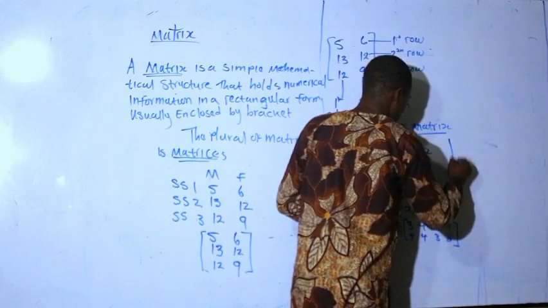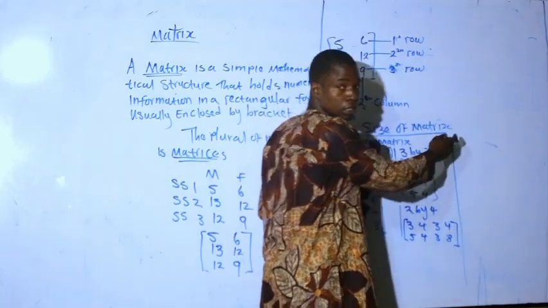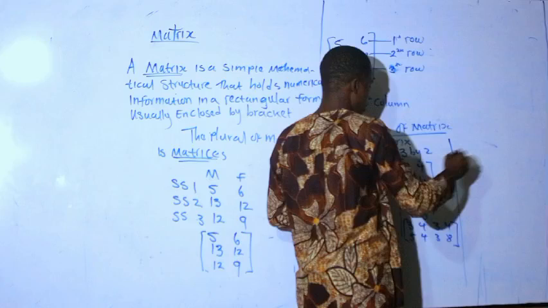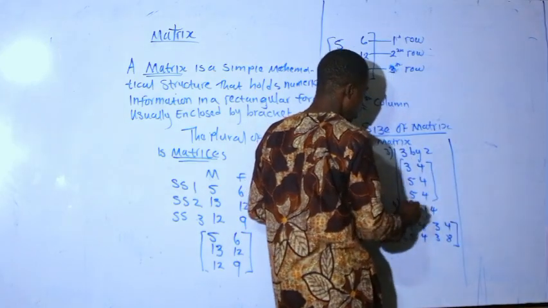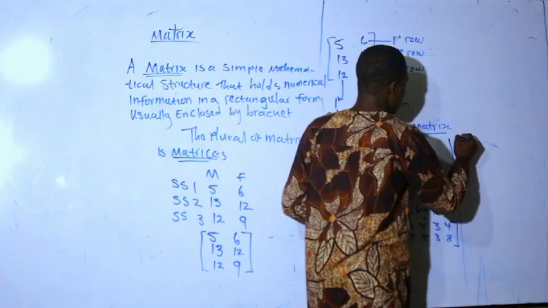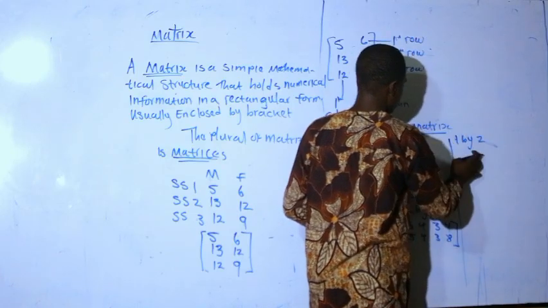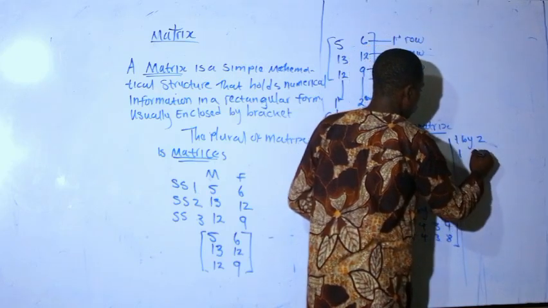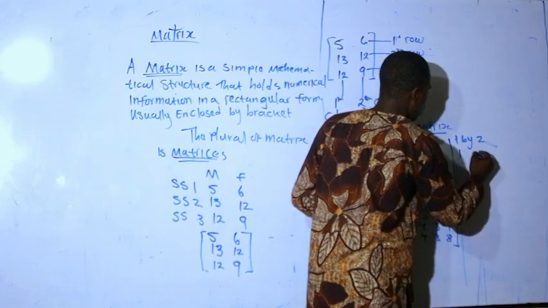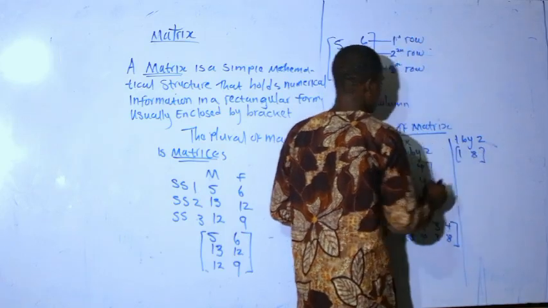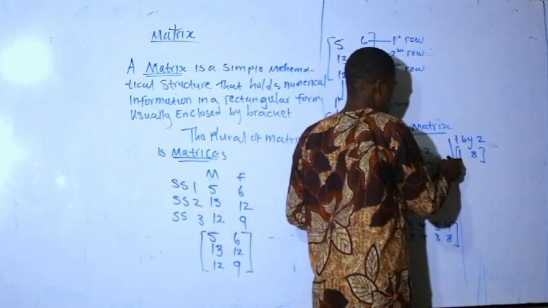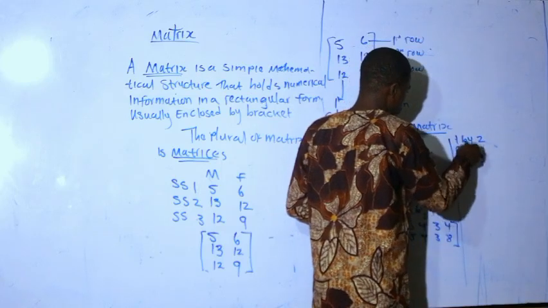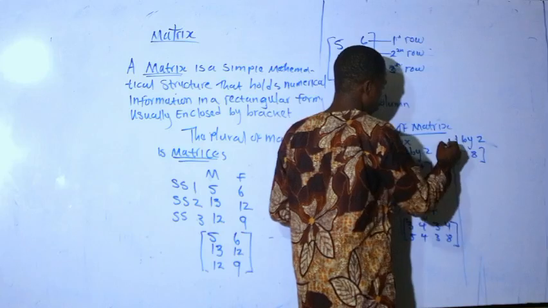In a simple term, now let us look at it. It can be 1 by 2 matrix. When you are counting in row, it is 1. When you are counting in column, it is 2. Row 1, column 2. That's number 4.